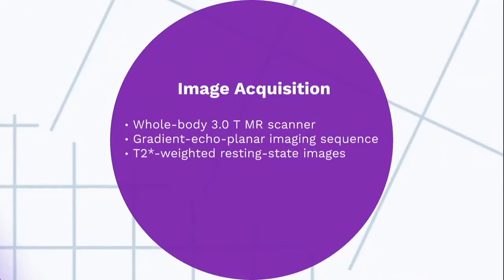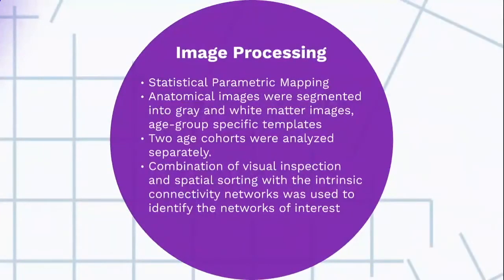Scans were performed on a whole body 3T MR scanner. Gradient echo planar imaging sequence was used to obtain the T2 weighted resting state image. Statistical parametric mapping was used.